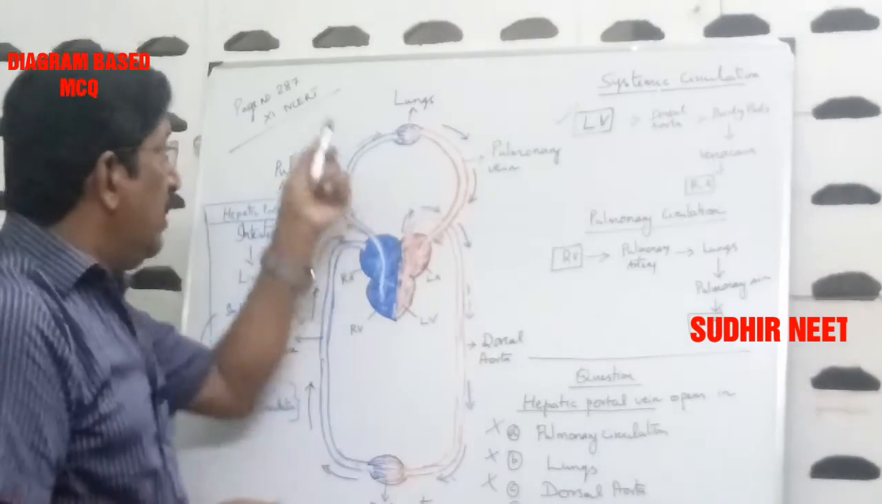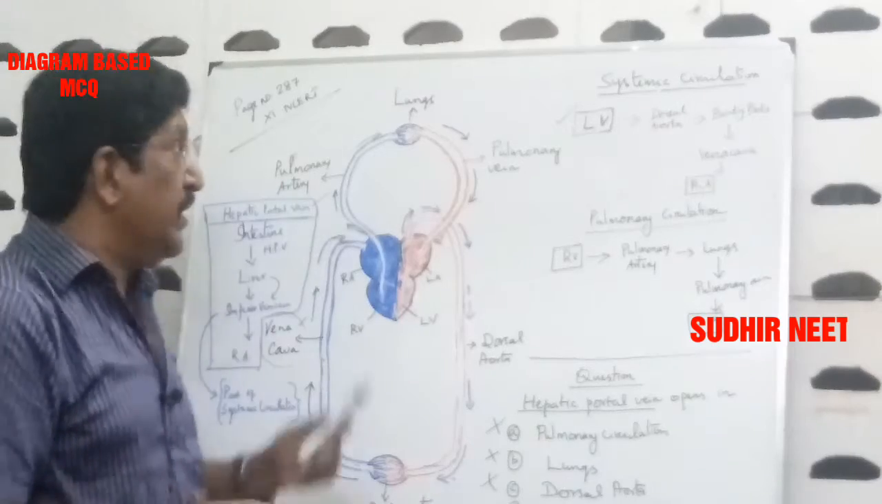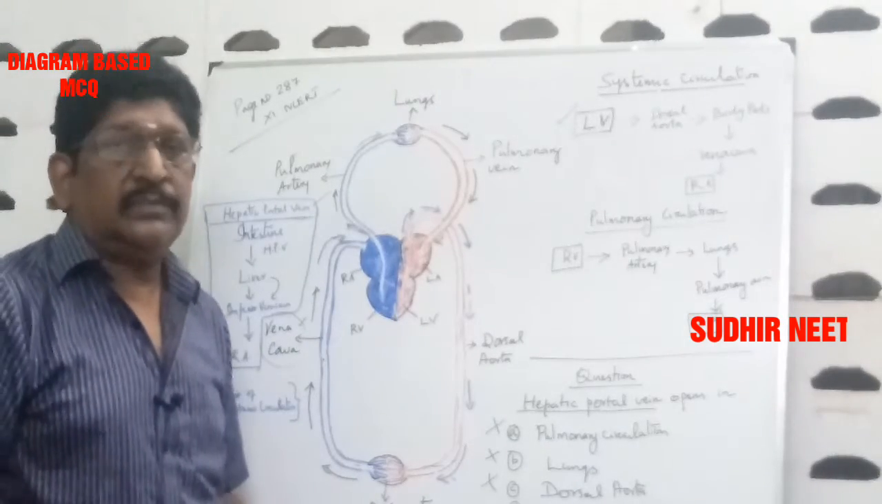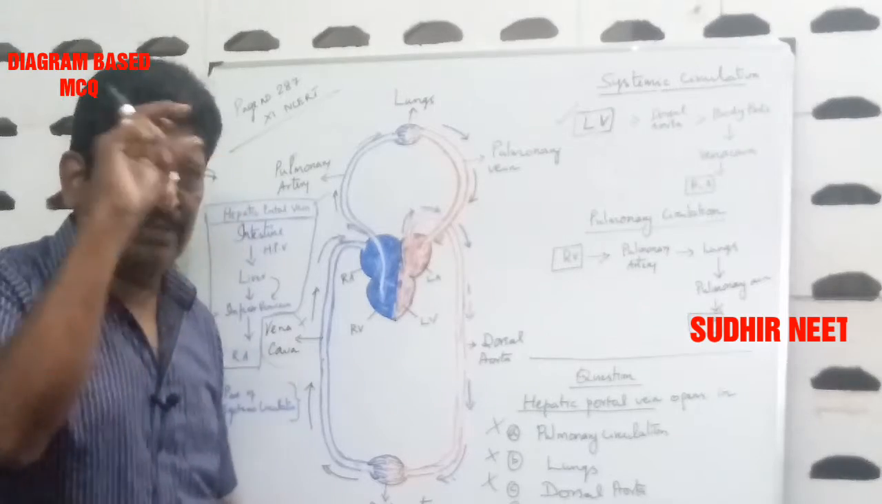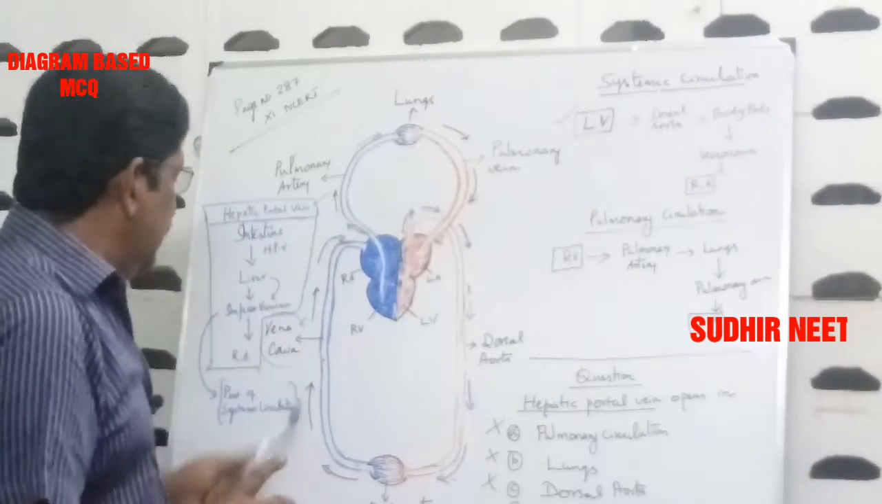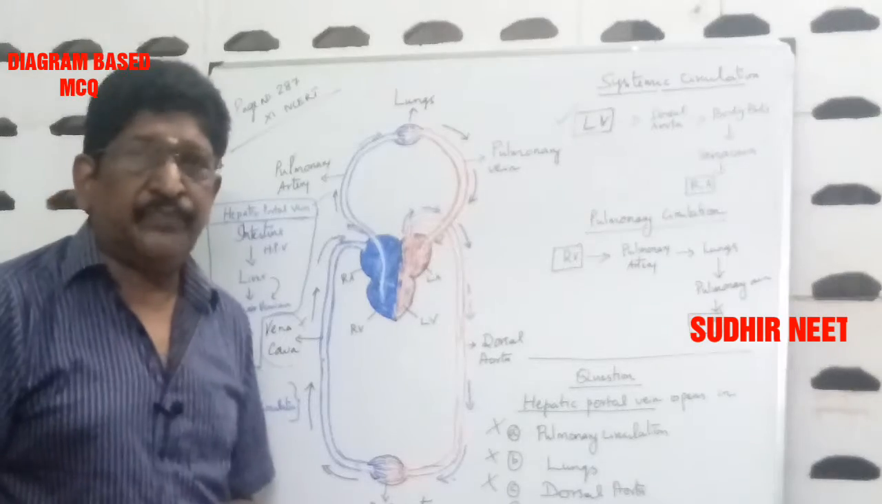This matter is in your textbook, 11th NCERT. You can even refer to page numbers 286 and 287. On 287, the first 3 lines you can refer. The hepatic portal vein opens in the systemic circulation. It's given.